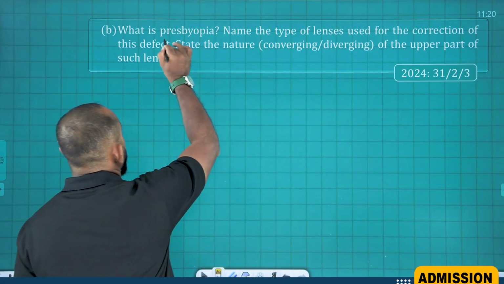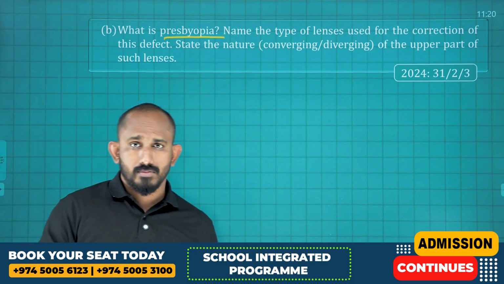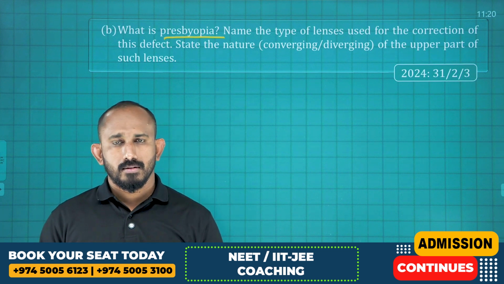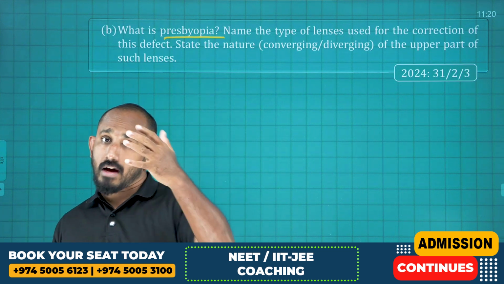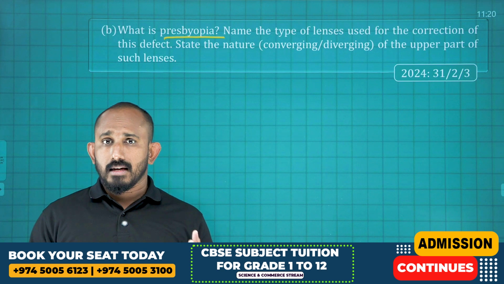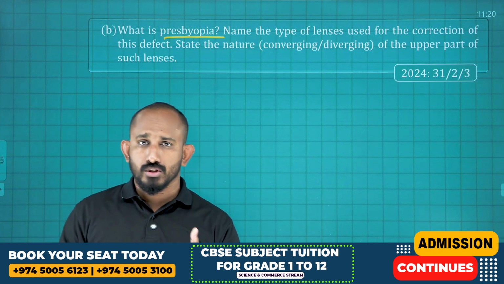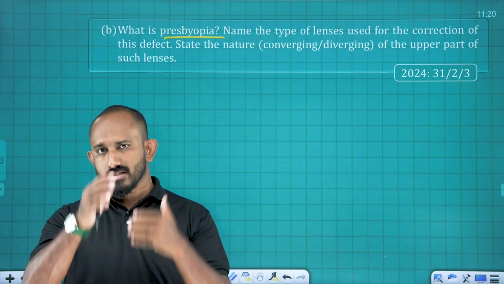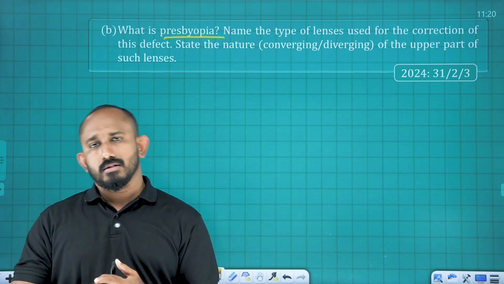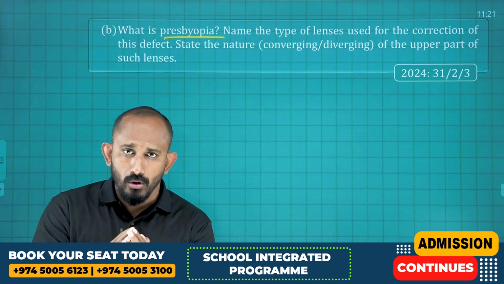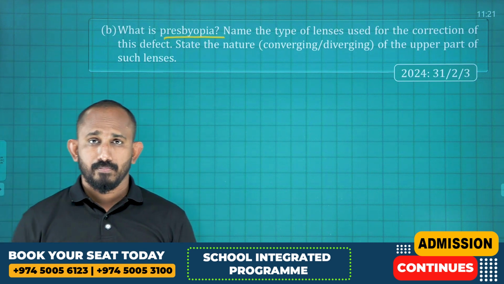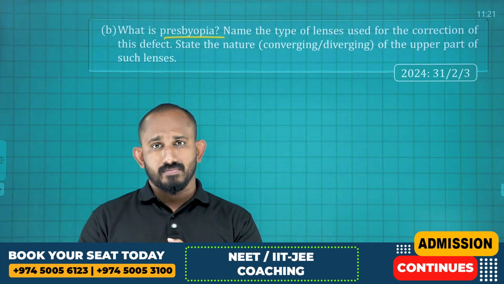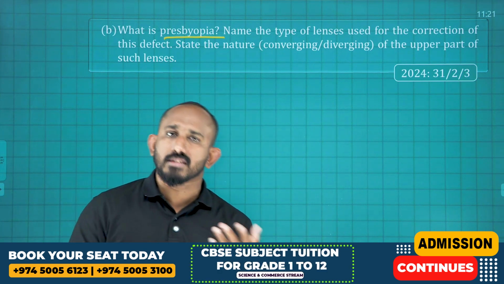So presbyopia is a defect. We have three defects in this chapter: myopia, hypermetropia, and presbyopia. In myopia, the person cannot see the far objects because the lens loses the ability to increase the focal length, or the ciliary muscles are not able to increase the focal length. Hypermetropia is another one. That's because of shortening of the eyeball, or the image forms behind the retina. Or the focal length cannot be decreased. So far away objects, he can see clearly.